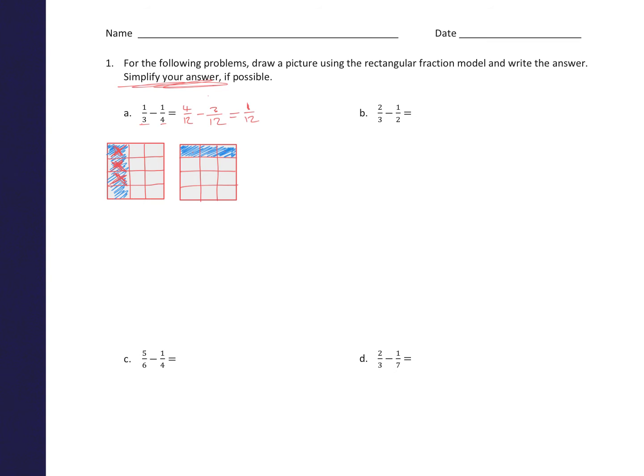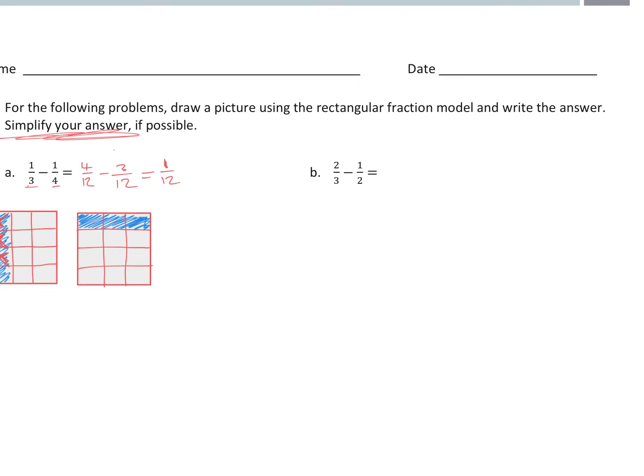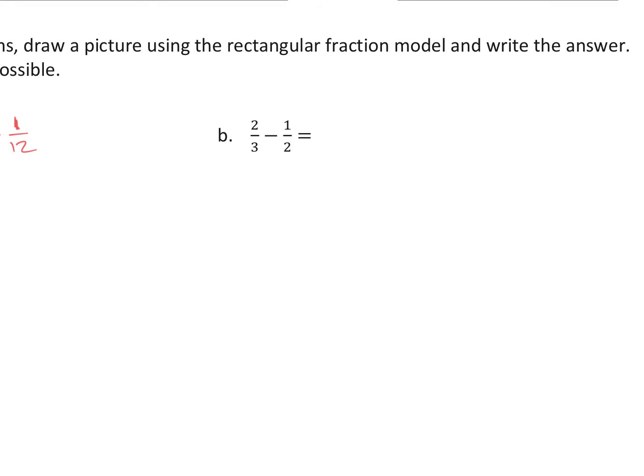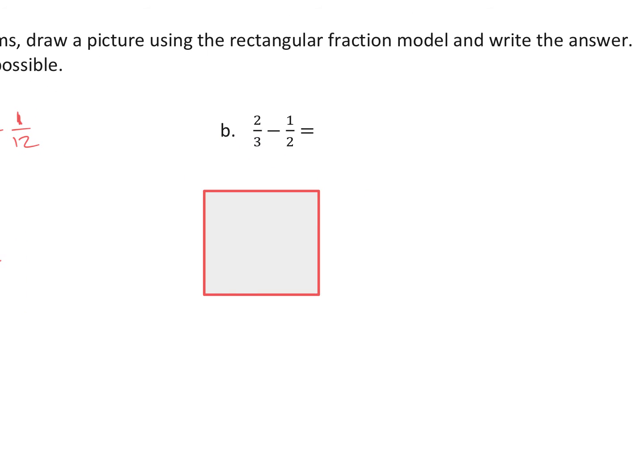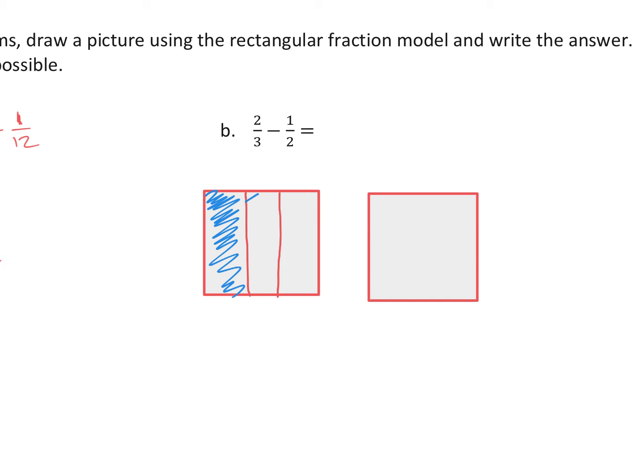Since this is just slightly different, I'm going to do one more of these with you. We got 2/3 and 1/2. And 1/2. So we cut them down. And I'm going to shade that in for 2/3. Just like that. There's my 2/3, and now I'm going to cut it in half.